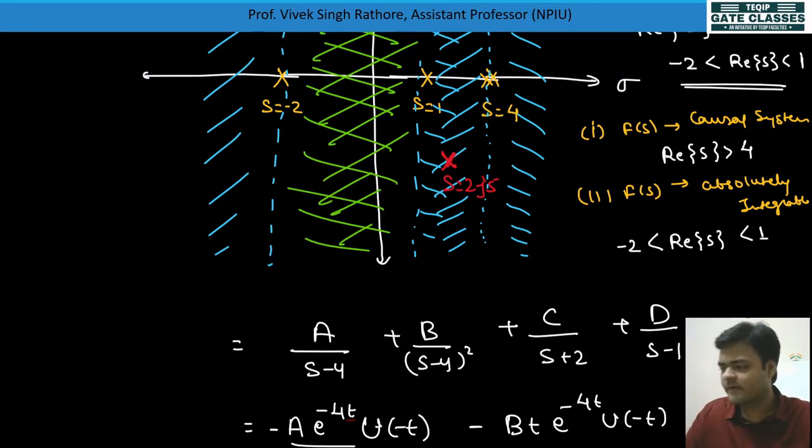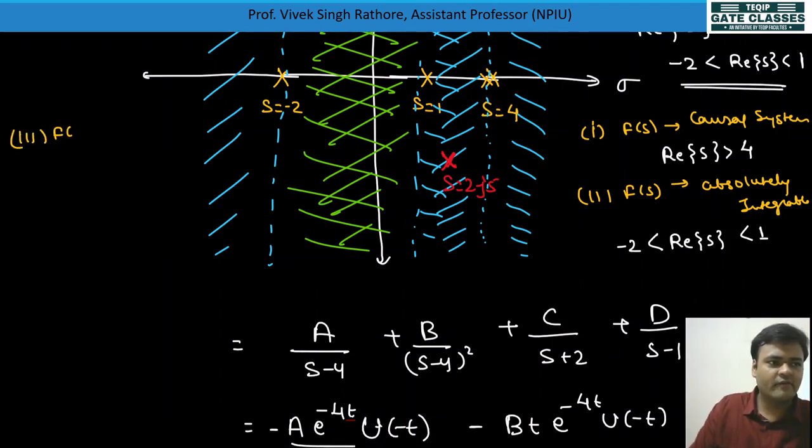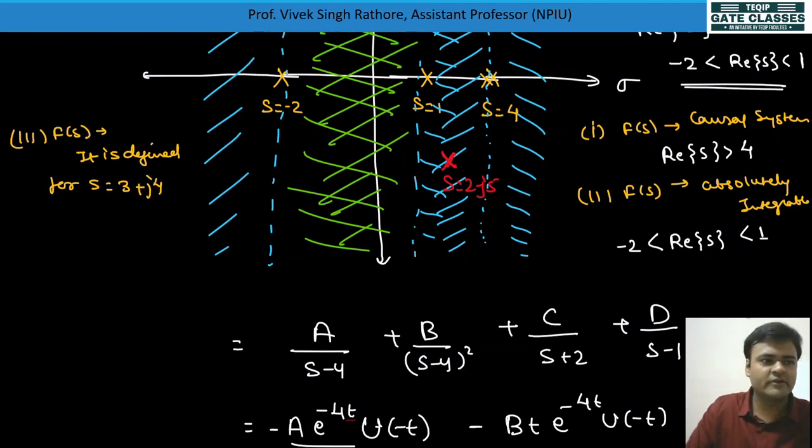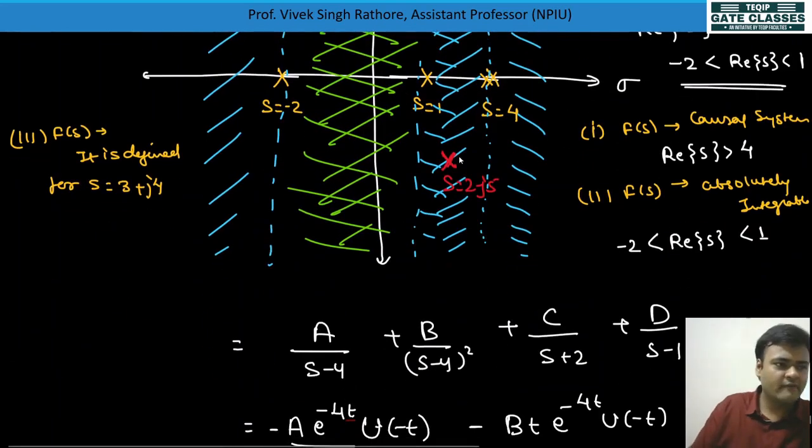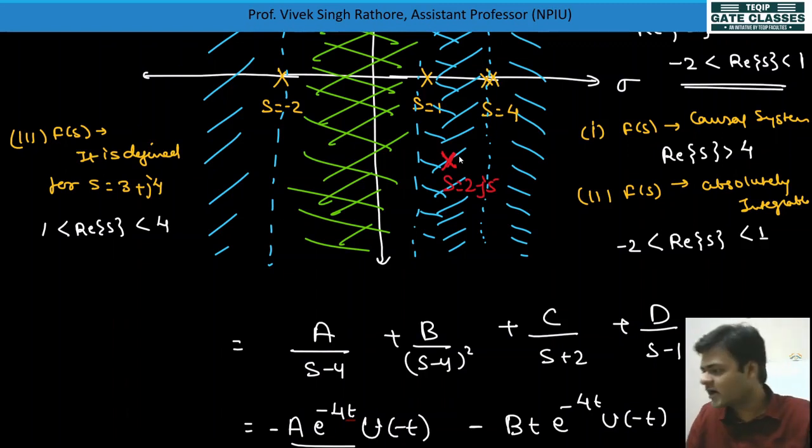Okay, now condition 3 will be there. If f of s is to represent a system in which it is defined for s is equal to 3 plus j4, then which ROC should be considered? So see, 3 plus j4 lies in this region only, so ROC number 3 will be considered. ROC number 3 will have the real part of s greater than 1 and less than 4. This ROC will be considered.